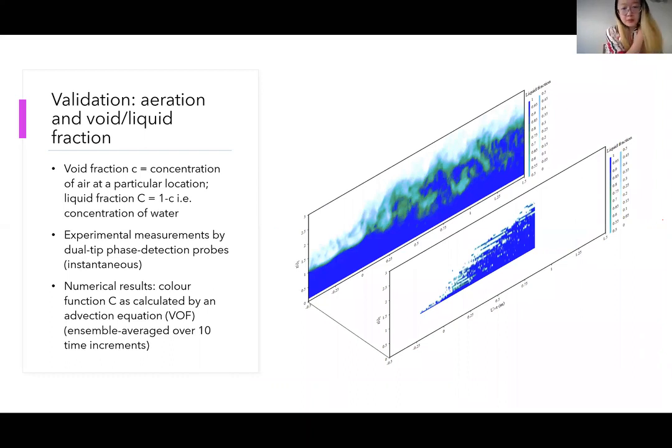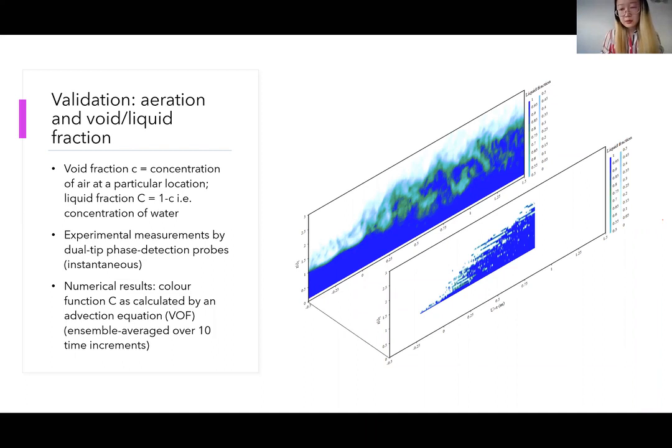So looking into aeration, which is always a challenge in numerical modeling and in experiments, and the validation is very complicated in this area. Experimentally, if you were to study the aeration or the void or liquid fraction in the flow, you could deploy an array of conductivity probes. So we use dual tip phase detection probes, and we use 3 of them because of the nature of the flow that is very rapidly varying.